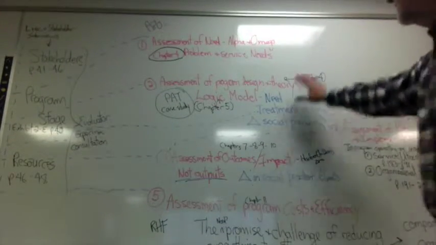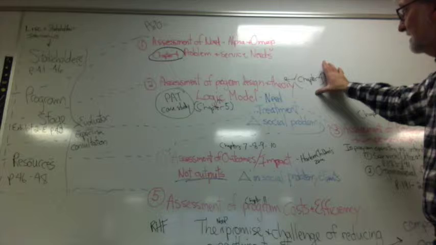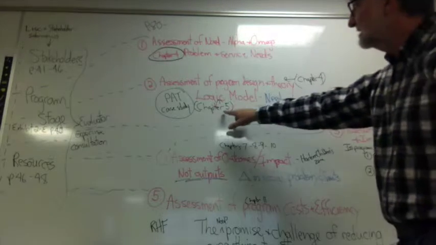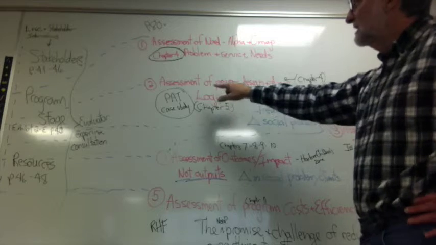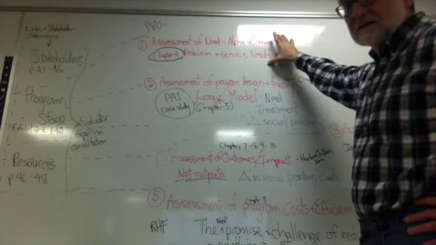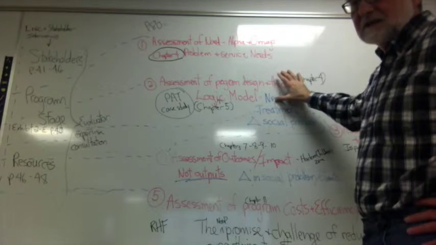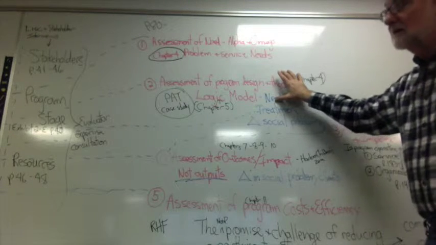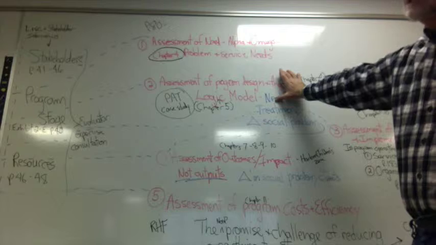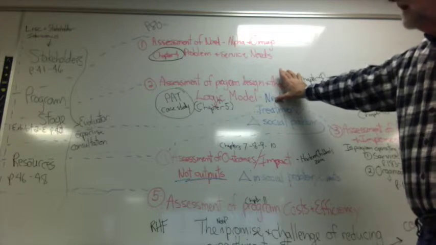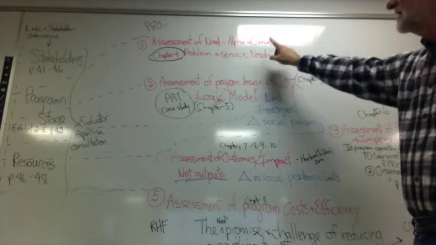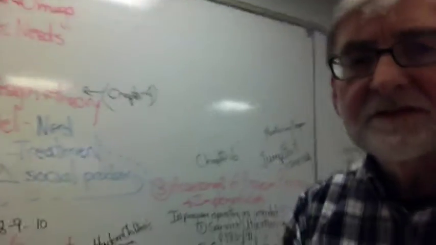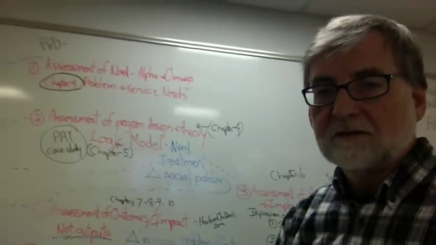Then we have assessment of program design and theory. Again, part of chapter 4, the logic model is chapter 5. And so if you know what the need is, then the next step is to think about, okay, how can I do something? How can I provide a treatment, an intervention of some sort that will in fact address the social need? Okay, and I am going to hold this up here because it does seem to be far away.